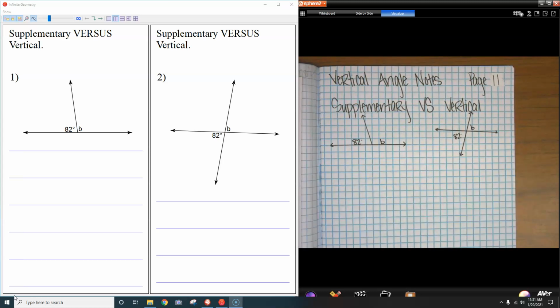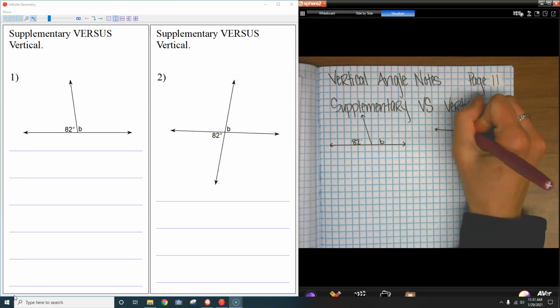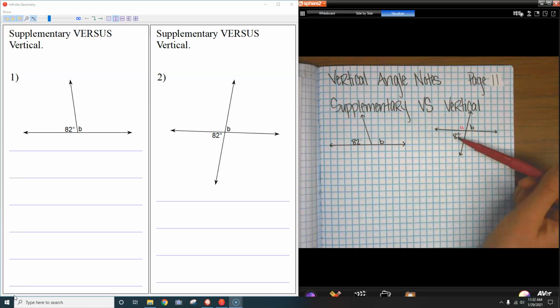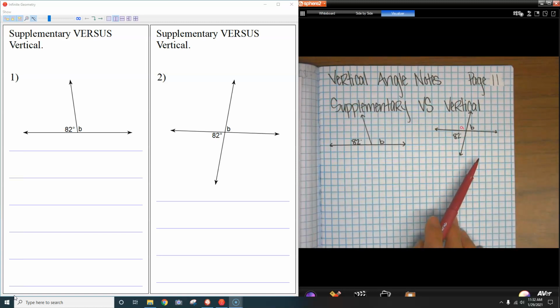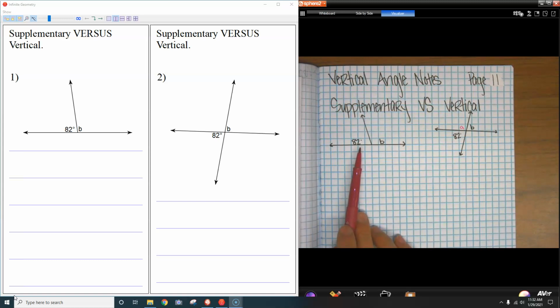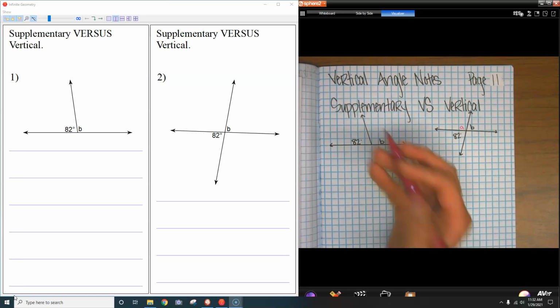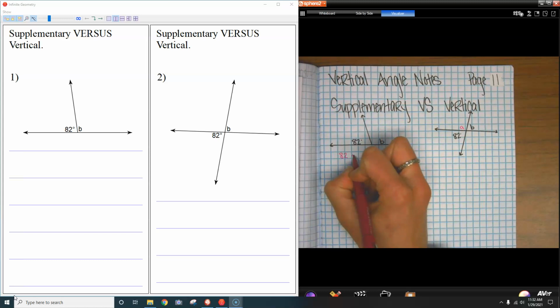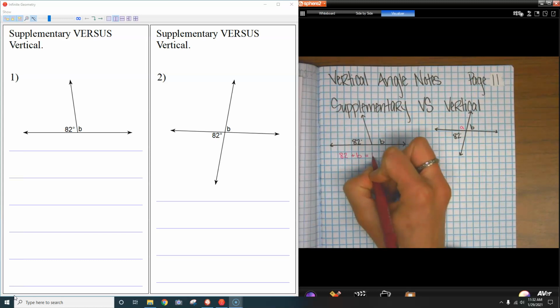So if I were to call this angle on the left A, A and B are supplementary because they make a straight line, and 82 and A are supplementary because they make a straight line. So we want to talk about the difference between supplementary and vertical and how we write those equations. On supplementary angles, two angles add to make 180. So the equation would be 82 plus B equals 180 degrees.